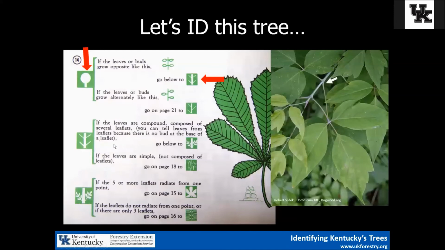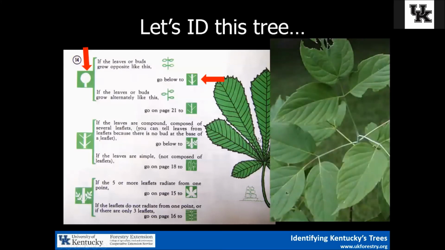So if we read our first question or statement, if the leaves are compound, composed of several leaflets, it reminds us right here, you can tell leaves from leaflets because there is no bud at the base of the leaflet. Well, let's take a look. I think I've even got another, yeah, a more close up. If we're looking at the leaves, we notice there is no bud right there. Instead, there is a bud down here. So at the base of these, which we now know are leaflets, there is no bud. Instead, we have a bud here.